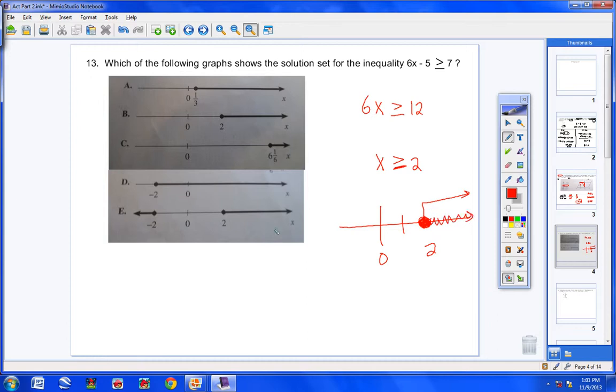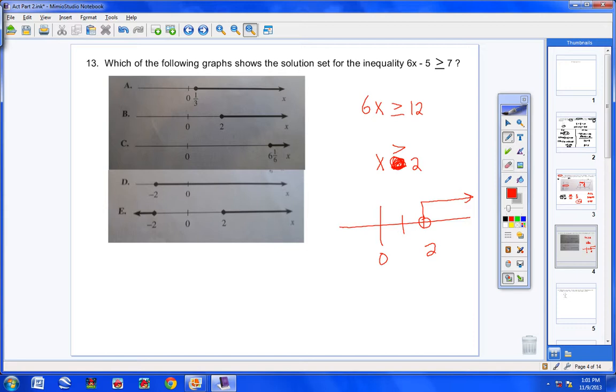Okay? Now, let me give you a couple of thoughts in case they might throw these curveballs at you on the test, on the ACT test. What if there was no equal sign? What if it just said x is greater than 2? Well, then don't shade this point in right here, okay? Leave it empty and just go like that, all right?